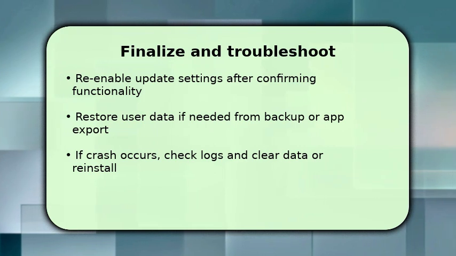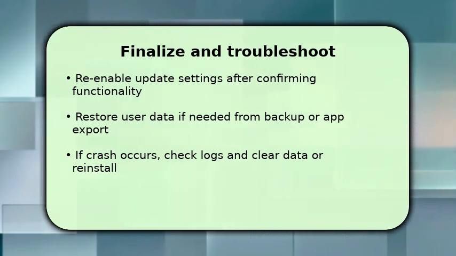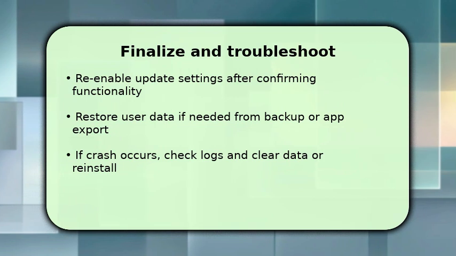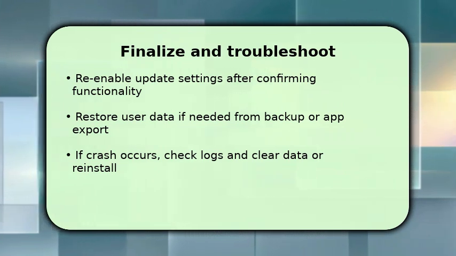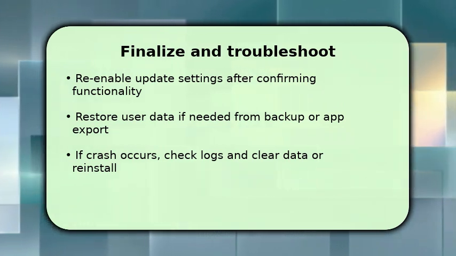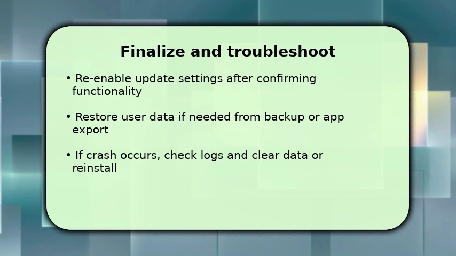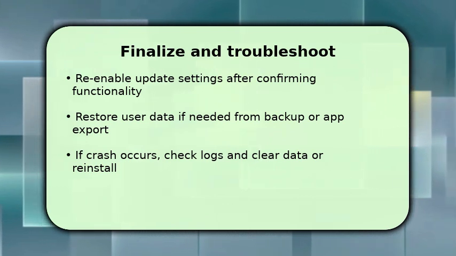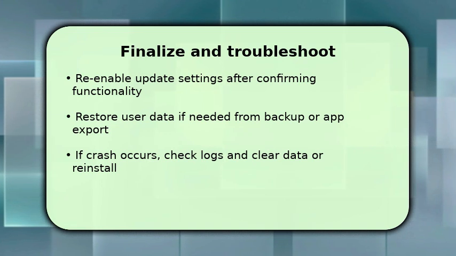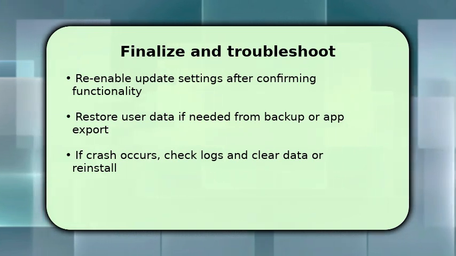If the app crashes or misbehaves, check system or logcat logs to pinpoint the issue. Often clearing app data or reinstalling the exact APK resolves conflicts. If signature or API level mismatches persist, revert steps and obtain the correct build. This single troubleshooting tip saves time.